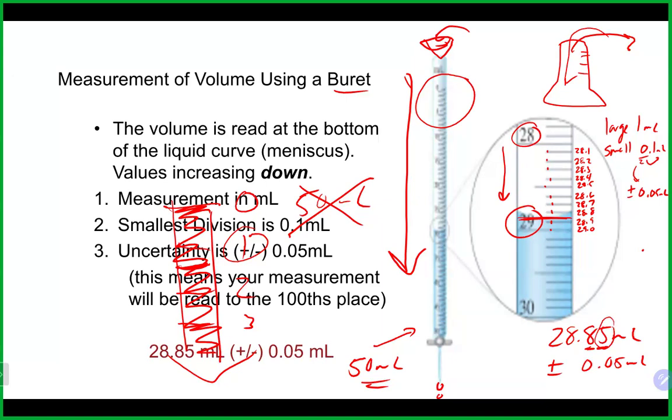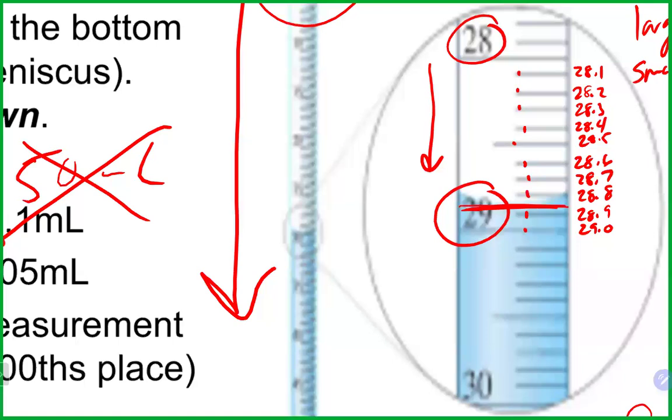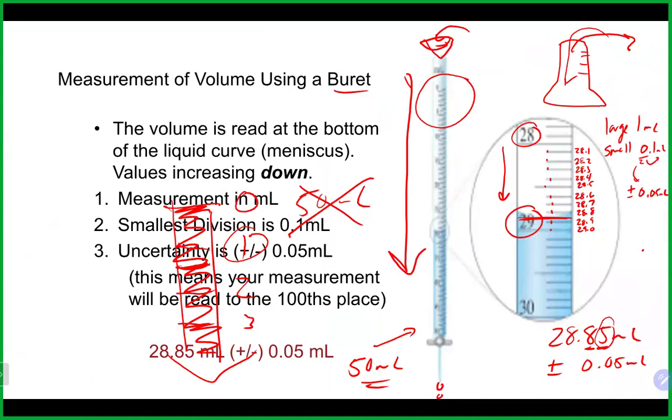Any questions on that reading? So that again is a piece of equipment, probably one of the few pieces of equipment like that that increases as you go downward in terms of the scaling. So you want to make sure you take the right reading. And again, as we can see here, it is below the 28.8, but not at the 28.9. So somewhere in that ballpark. Any questions on that there?